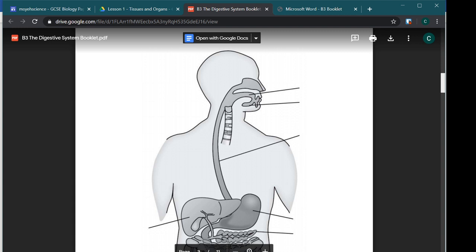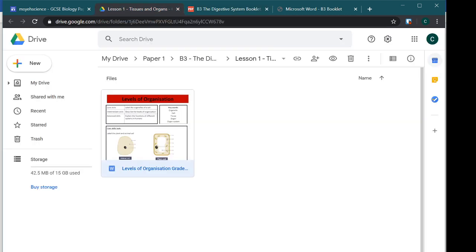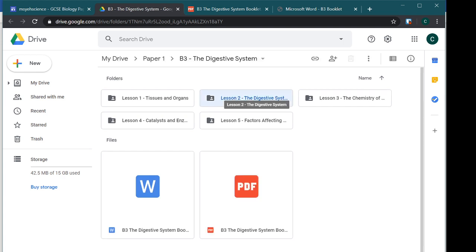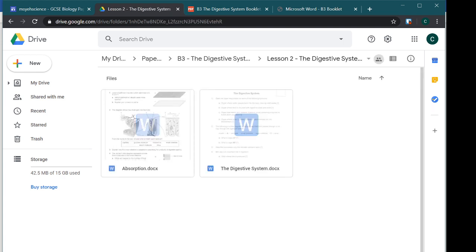And then in our session, it'll mainly be consolidation. In the task that I've set for you, it's on lesson 2, the digestive system. There are 2 tasks actually. One is on the main structure, which is on the left side, the digestive system docx, and then one specifically on absorption, just for you to understand the process of absorption. You can have a go at that as best as you can, and then naturally, I'll go over the answers.